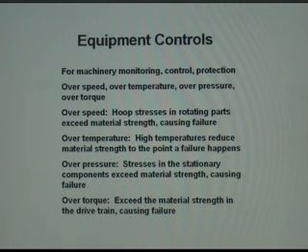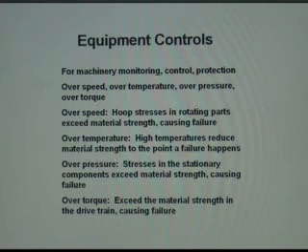We buy control systems because they're for machinery monitoring, control, and protection, which means that it will keep the machine from getting into an overspeed, over temperature, overpressure, or over torque condition. Obviously, all of these, when you exceed the design parameters of a machine, you end up increasing the stress levels beyond the original design point, which will cause failure.